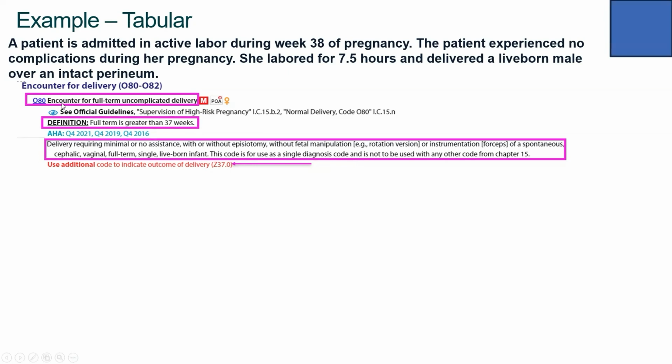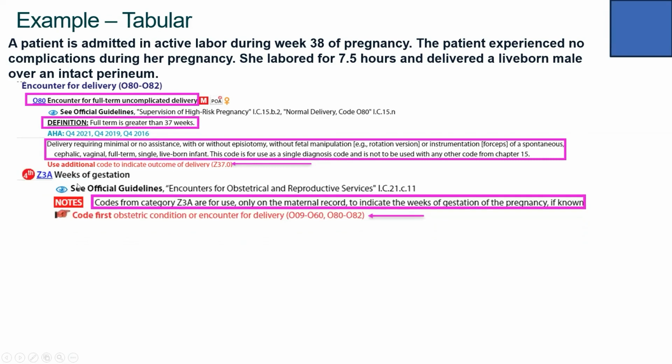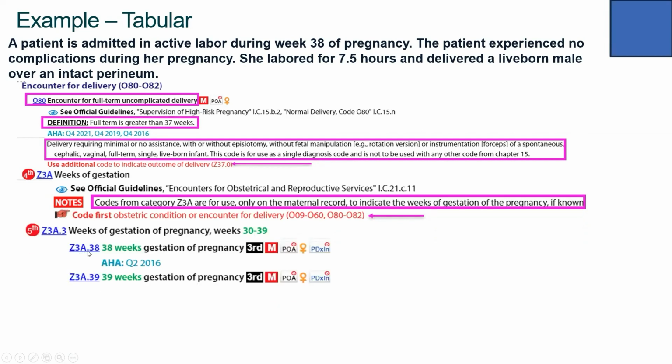And then we have, again, our definition of what this code means, which is delivery requiring minimal or no assistance, with or without episiotomy, without fetal manipulation, rotation or version, or instrumentation, which would be forceps, of a spontaneous cephalic vaginal full-term single live-born infant. And then we have here, use an additional code to indicate the outcome of delivery, which is what we did. Here we have our weeks of gestation, and we're at category Z3A. And then we have our code here, Z3A.38, 38 weeks of gestation.